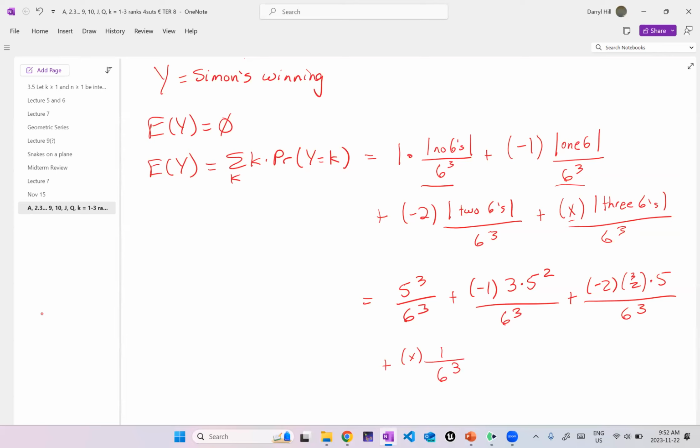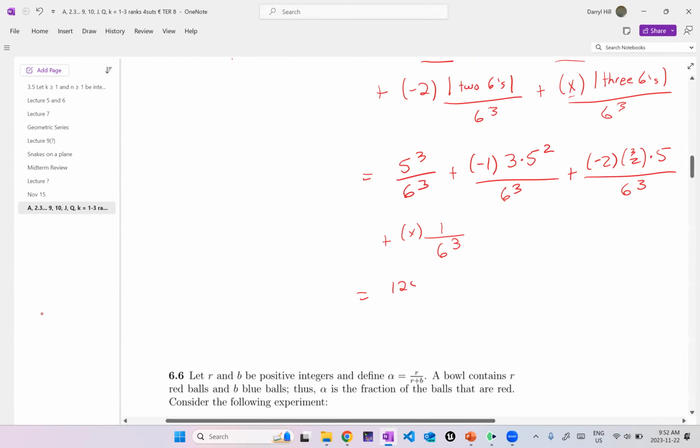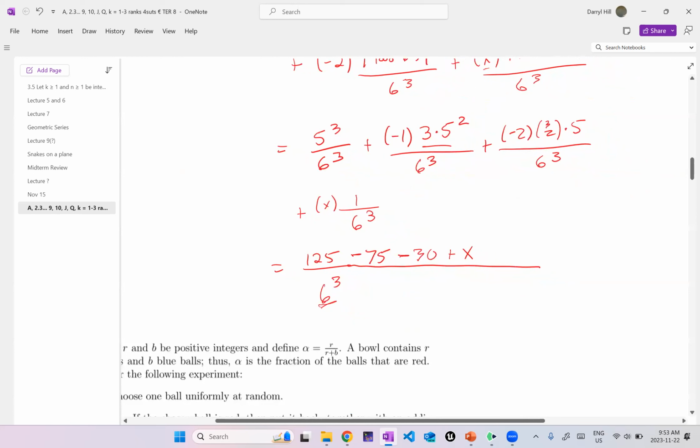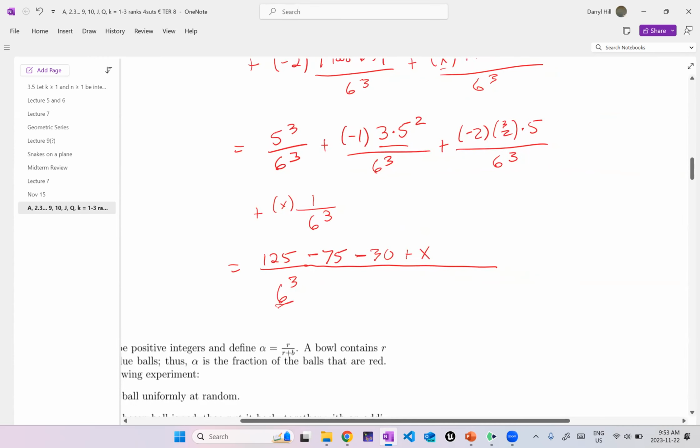Okay, so that's my expected value of Y. And, oh boy, can I quickly compute this? So 5 cubed is 125 over 6 to the 3. It's all over 6 to the 3, so minus 75 for the second term here, minus 30, plus x. And basically we want that to be 0. So it doesn't really matter what 6 to the 3 is. So 125 minus 75 is 50, minus 30 is 20. So x has to be -20, right? Because I want this to equal 0 over 6 to the 3.